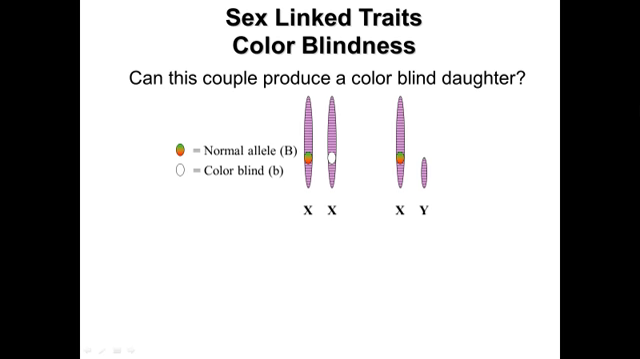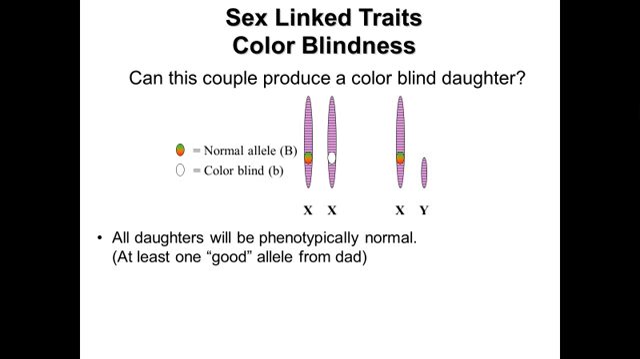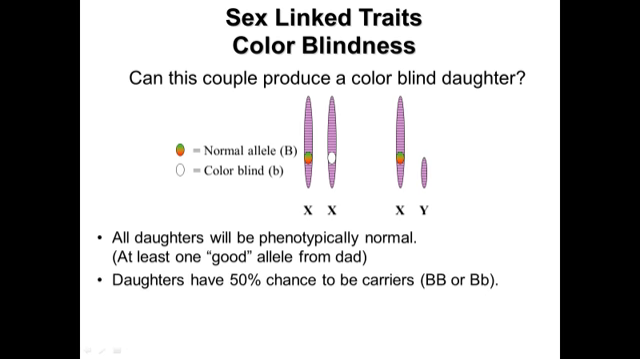you might think, well, yeah, they could inherit that from the mom. But in fact, all of their daughters will be phenotypically normal, again, because no matter what, they're going to get one good X chromosome from the dad, right? So they're always going to get one of their X chromosomes from dad. If they were to get the Y chromosome from dad, they wouldn't be a daughter, they would be a son. And so no matter what, they're going to get this chromosome from dad, and they have a 50-50 chance of inheriting the bad chromosome from mom. So they have a 50-50 chance of being a carrier.